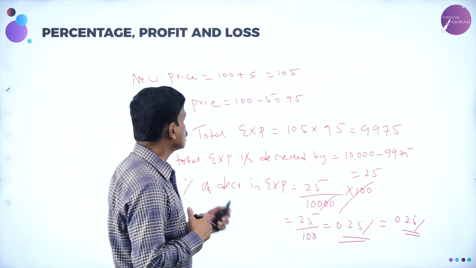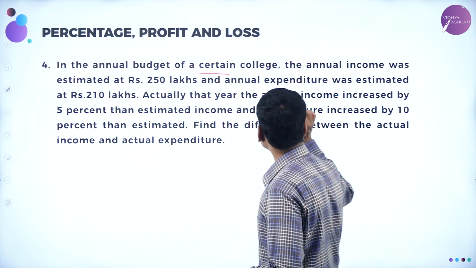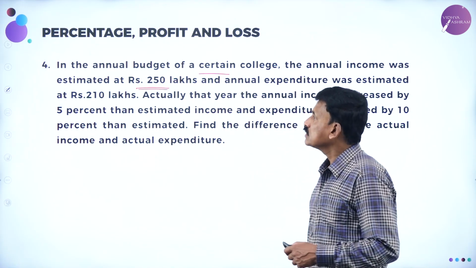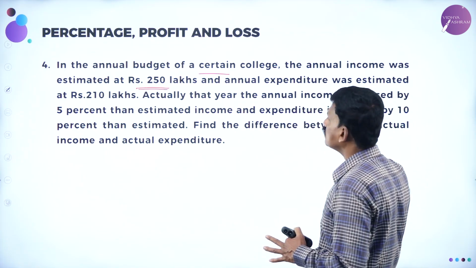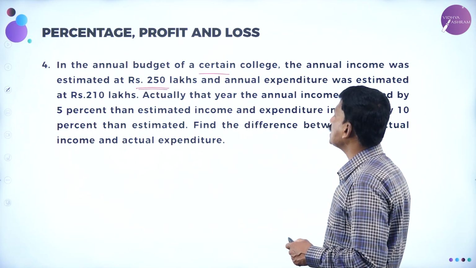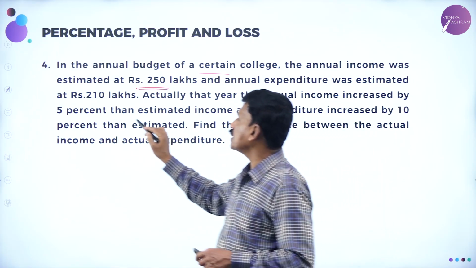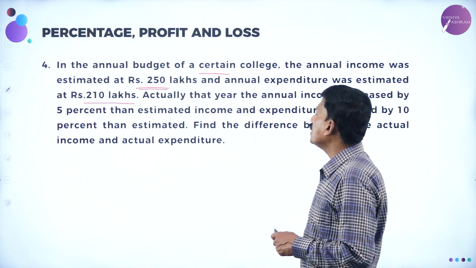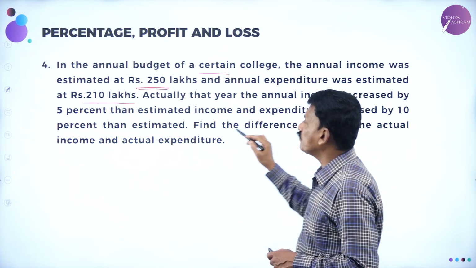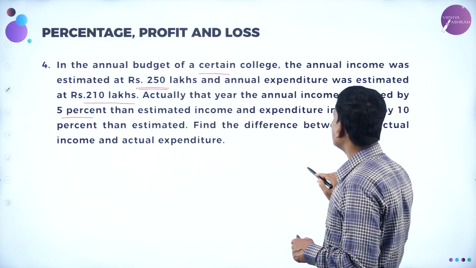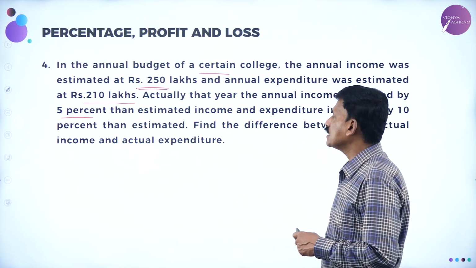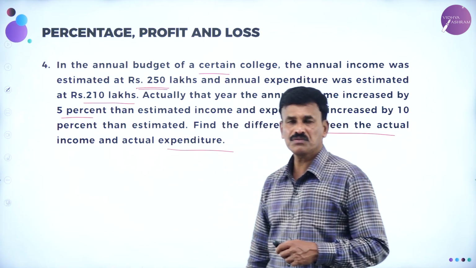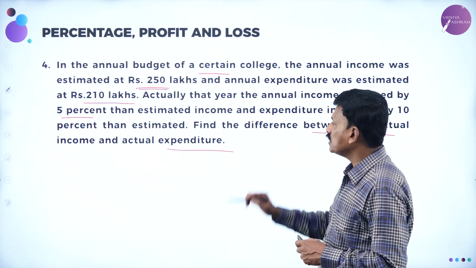Now, move on to the next problem. What is the problem? In an annual budget of a certain college, the annual income was estimated at rupees 250 lakhs and the annual expenditure was estimated at rupees 210 lakhs. The income is 250 and the expenditure is 210 lakhs. Actually, that year the annual income increased by 5%, and the expenditure increased by 10%. Then find the difference between the actual income and the actual expenditure. So what is to be determined here is the actual income and the actual expenditure.